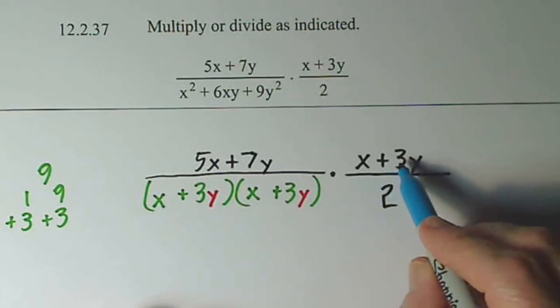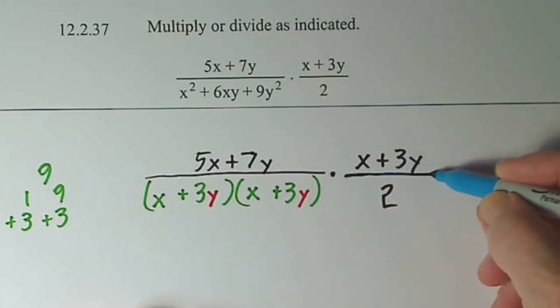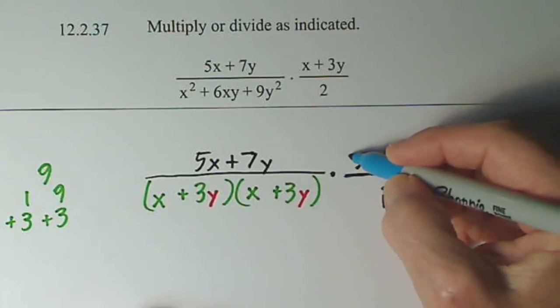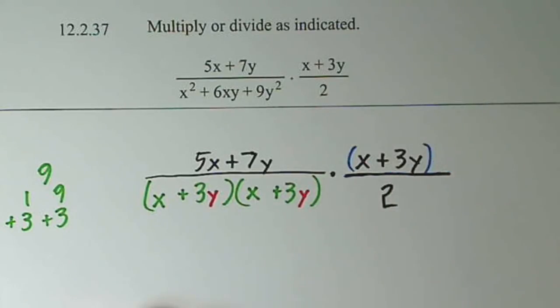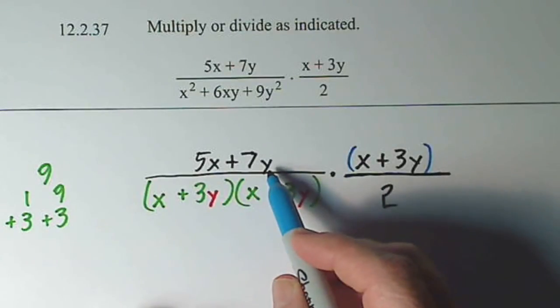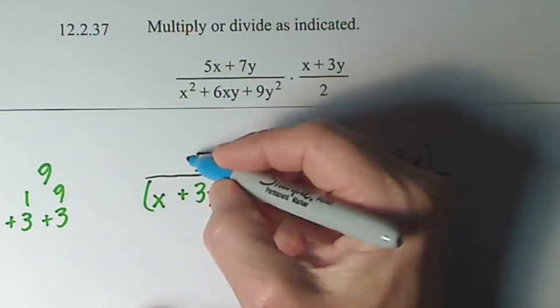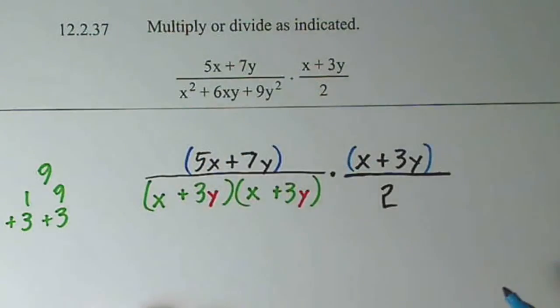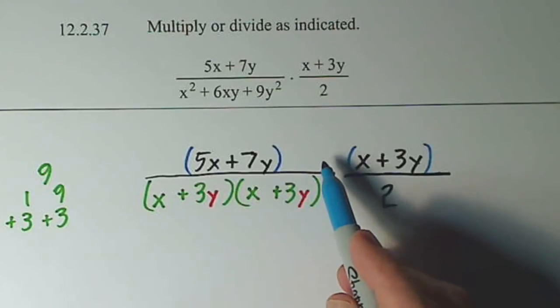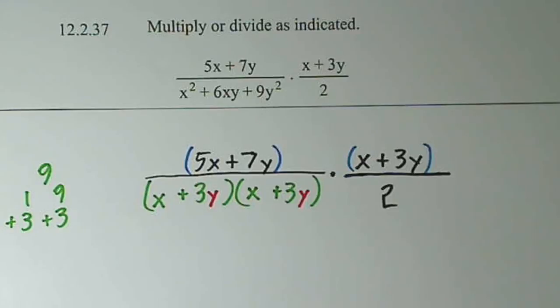Everything up here, the x and the 3y are being added, but this division bar groups them together. So in effect, they are in parentheses. Okay, and the same is true with 5x plus 7y. They are being added, but this division bar groups them together. So in effect, you have everything up top written as factors, everything on the bottom is written as factors, that is, they're being multiplied. So if you have common factors, you can cancel them.